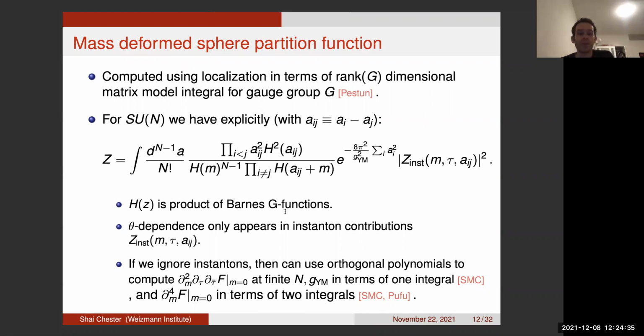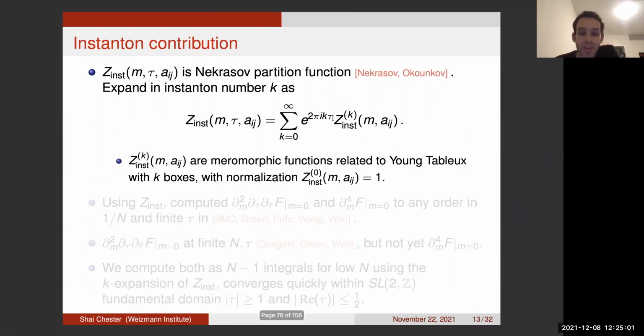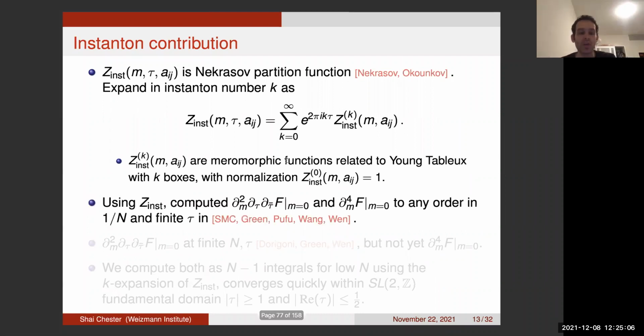That is why we have to do the much harder thing, which is taking into account this Nekrasov partition function. The Nekrasov partition function, as shown by Nekrasov, can be expanded in the instanton number k in terms of all these instanton sectors. This is just a matter of notation, but it is useful because it shows where the dependence on theta and tau is. For each bigger instanton value, it depends less because it's an exponentially small term. These Z_k's are meromorphic functions related to Young tableaux with k boxes. We can use their explicit expressions to compute the various derivatives of mass and tau that we care about.